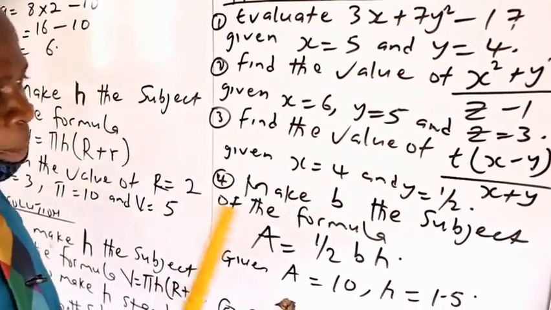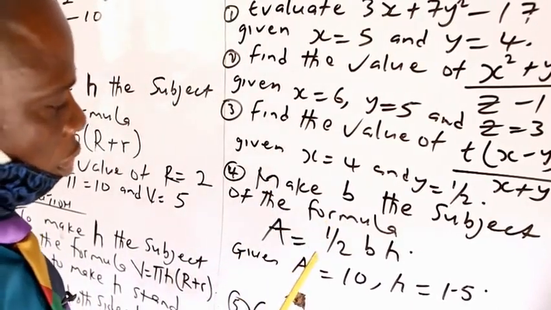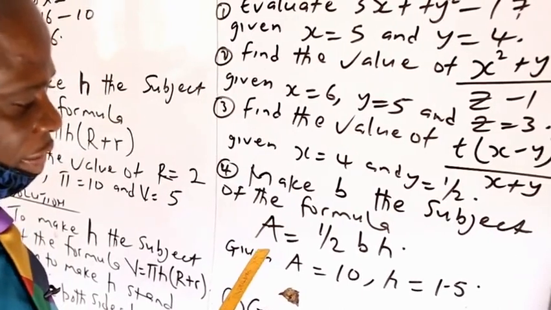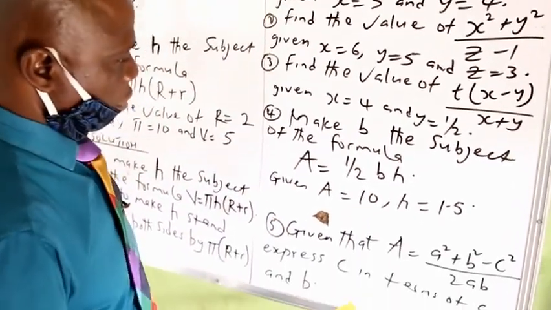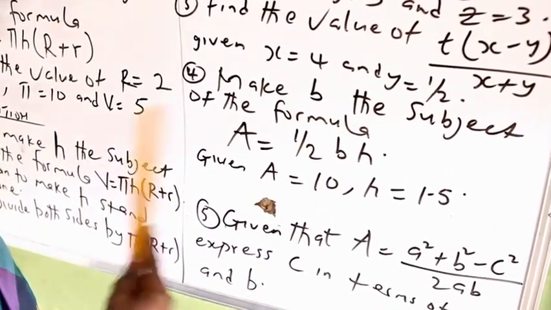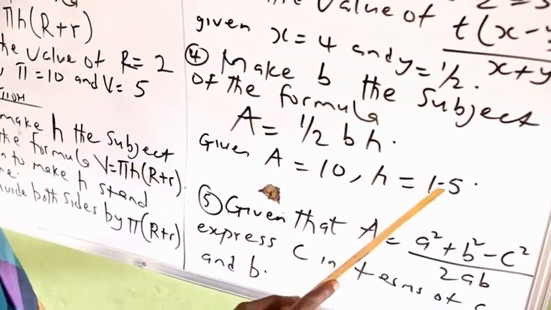Number 4: Make B the subject of the formula. A is equal to 1 over 2 bs. This one is the formula to find the area of a triangle. You need to make B the subject, that is the breadth or the base. Given A is equal to 10, H is equal to 1.5.